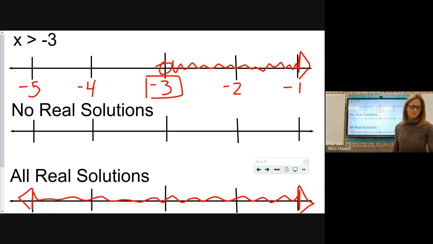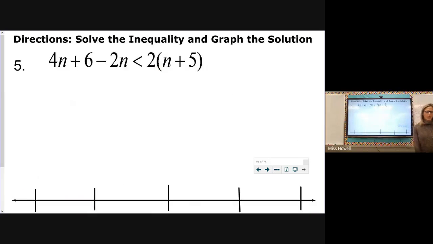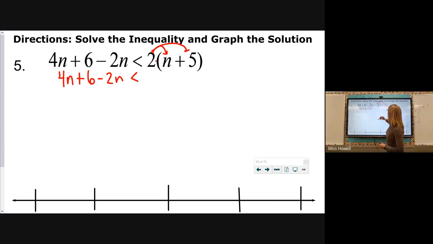So number 5. We want to solve here for the variable n, if possible. And if we get solutions, can we make a picture version of the solution? So 4n plus 6 minus 2n is less than 2 times n plus 5. All right, we have a place to expand here using our distribute property. So we want to start there first. No distribute here in the front, so we're bringing down 4n plus 6 minus 2n unchanged.